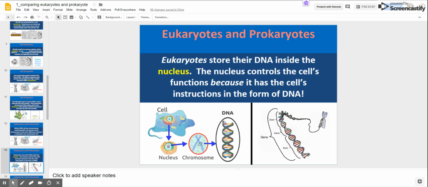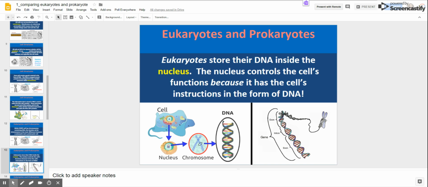So eukaryotic cells store their DNA inside the nucleus. It controls the cell's function because the cell's instructions are in the form of DNA. Remember, deoxyribonucleic acid. So cell, nucleus, jumbled up in the chromosomes, and the chromosomes are made of packaged up, tightly bound DNA. So if we really want to look here, I love this picture. You're going to learn that a gene is a small section of DNA. You put all your DNA together, you start to tightly bind it up, and it's making up this chromosome.